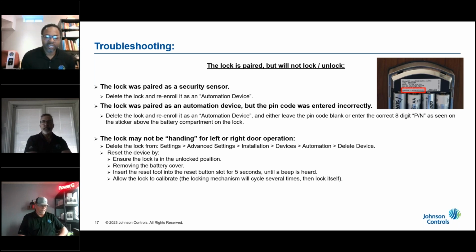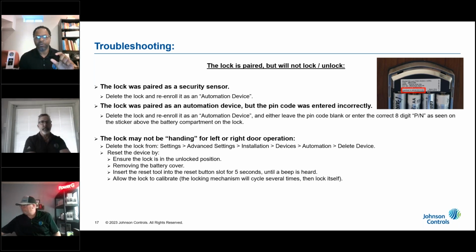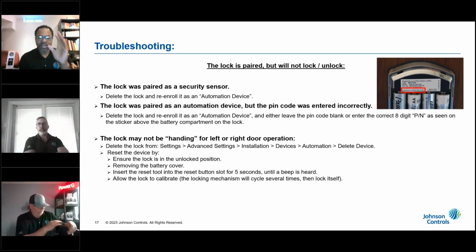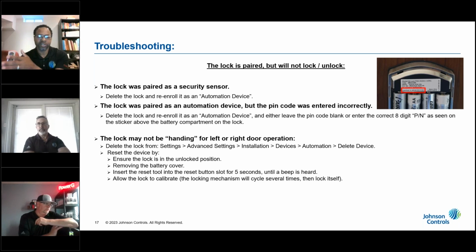The lock may not be handed left or right for operation. Just for anybody who's not familiar with handing, handing is basically letting the lock know if it's on a right-handed door or a left-handed door, so that the deadbolt will know which direction to throw. It's probably the last thing you'll do when you install an electronic deadbolt: make sure the handing is correct. If it didn't hand previously, because it might have been installed on another door in the house and the customer says, hey, I want to relocate it to my garage, well, the handing could be incorrect based on that.